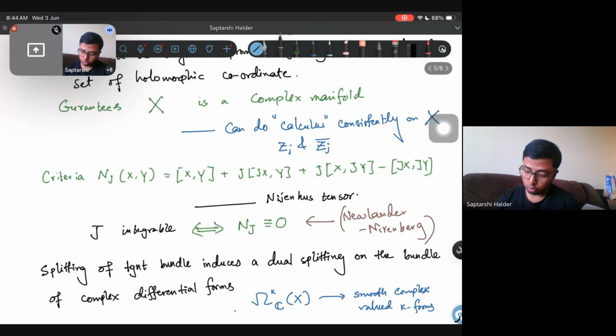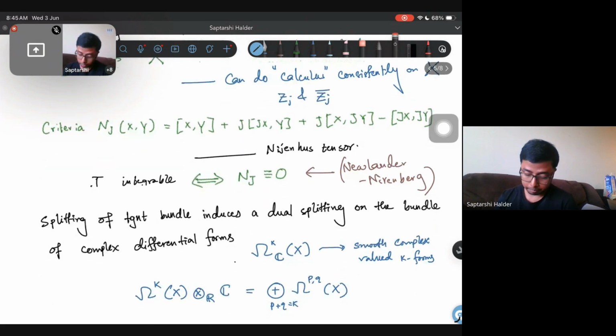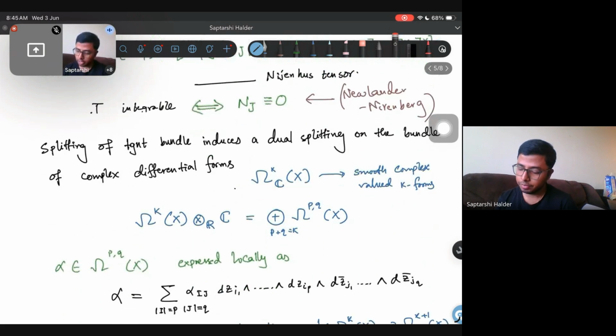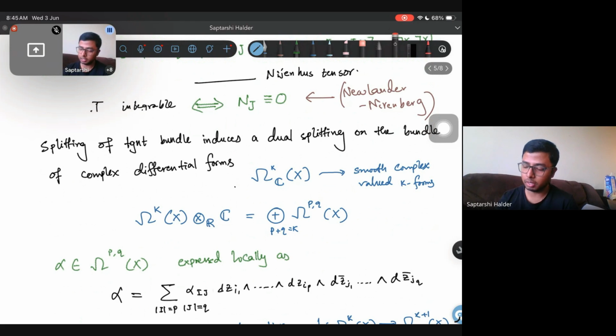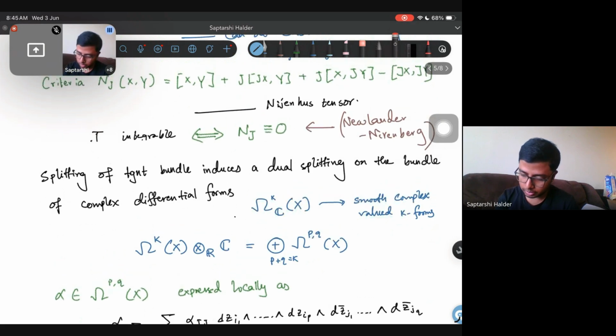So we have seen that the almost complex structure J is integrable when the Nijenhuis tensor is identically zero and vice versa. Now we have the tangent space, so we can talk about the tangent bundle. The tangent bundle is basically TM. Maybe I can write it like this: TM on M, just the tangent bundle.